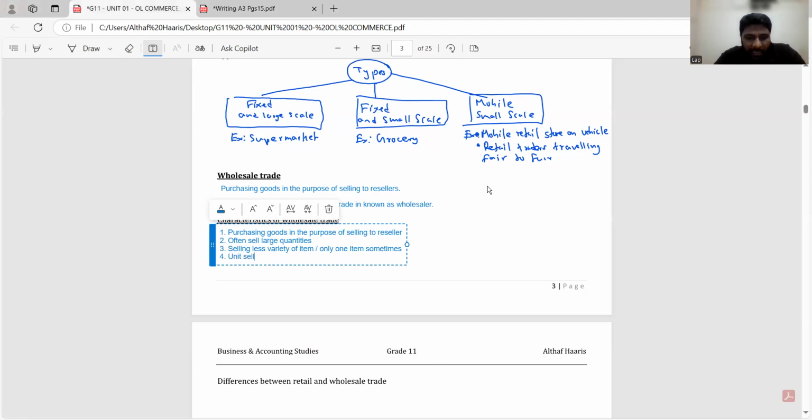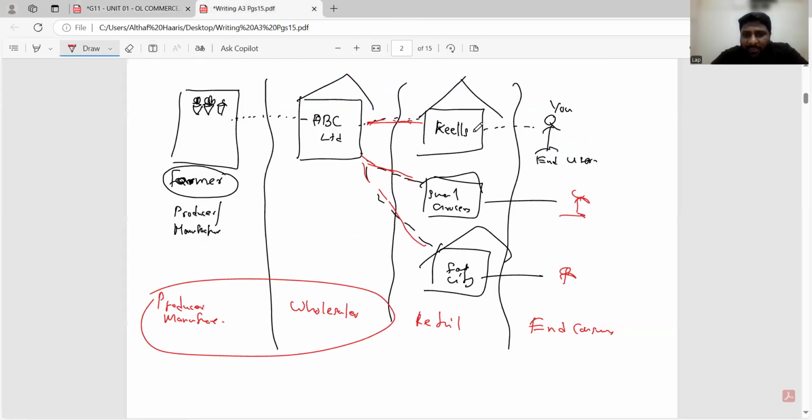Unit selling price can be low because of the large quantity. So when Keels is buying from ABC, or when Food City or a small grocery is buying, since these people are selling a large quantity, the price will be lower. For you, if they are selling 100 grams for, we'll assume, 1,000 rupees, the ABC Limited will sell for Keels maybe for 50 rupees or 100 rupees or 500 rupees maybe. So that's how. Now let me show you how businesses make money.